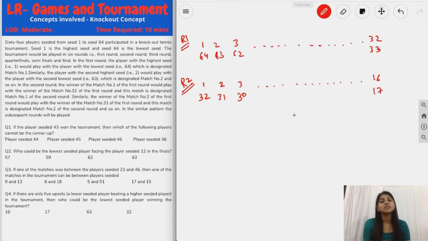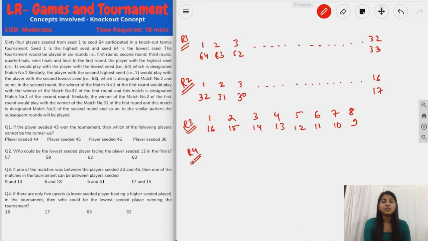16 with 17. Okay. Then again, suppose there are again no upsets. So 1 to 16 will go to the next round. It will look like 1 with 16, 2 with 15, 3 with 14, 4 with 13, 5 with 12, 6 with 11, 7 with 10, 8 with 9. Okay. Round 4 will look like, again if all the 1 to 8 win, 1 with 8, 2 with 7, 3 with 6, and 4 with 5.